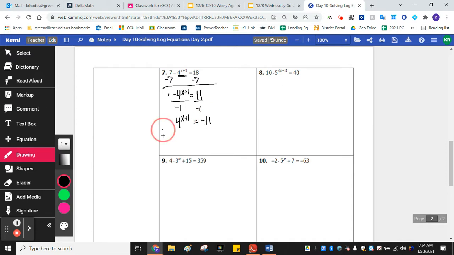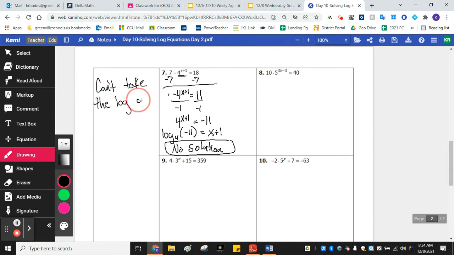Write an exponential. Log base 4 of -11 equals x plus 1. And then I'd actually have to solve a little bit more by subtracting over 1. But you can stop right here because you can't take the log of a negative number. So no solution. Can't take the log of a negative number.